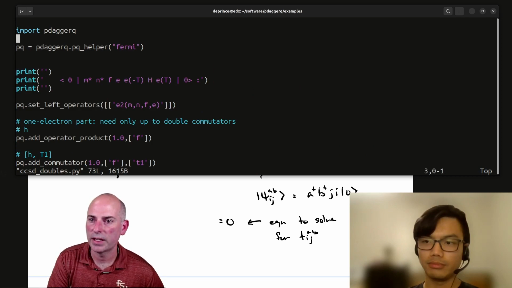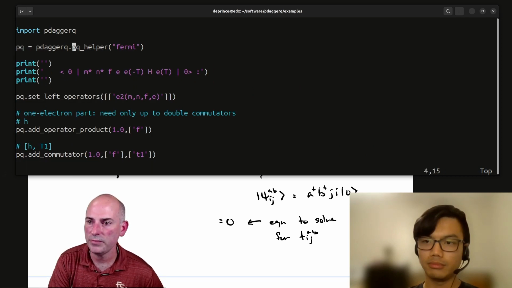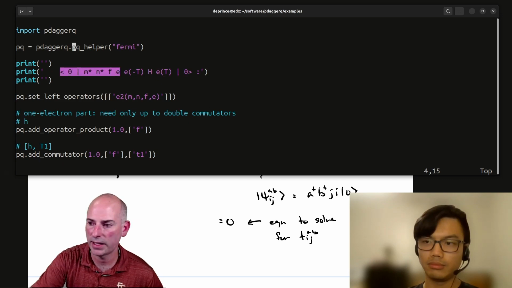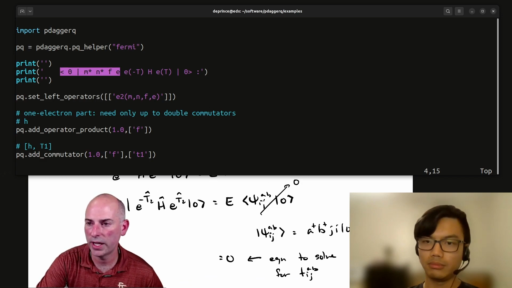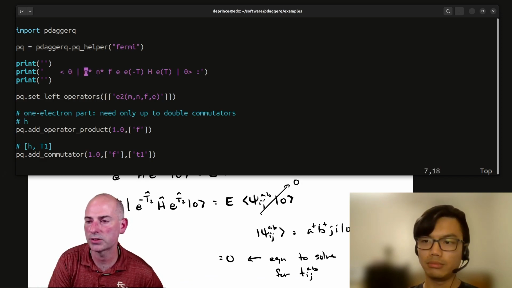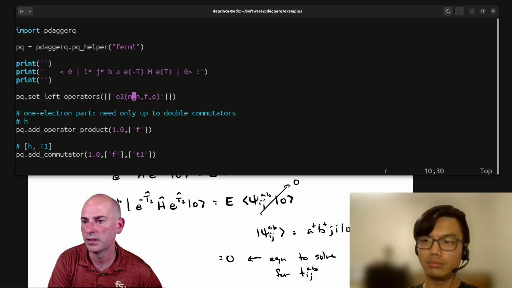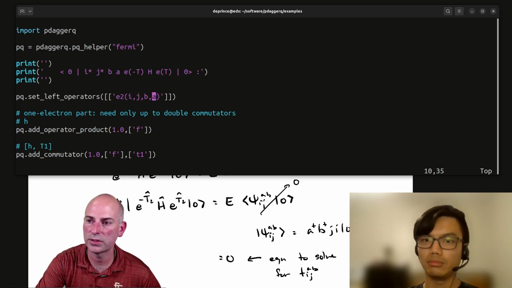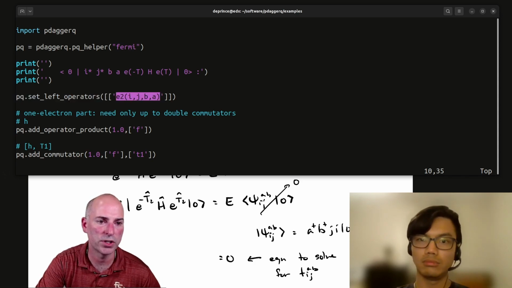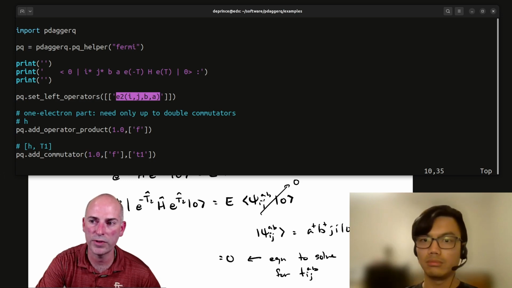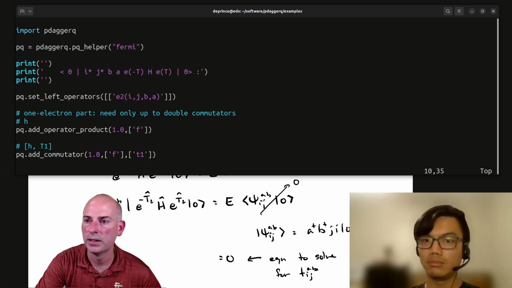So here it's the same thing. I have a PQ object. Now I want my left state to define that excited amplitude. I'm using ij, a, and b here. I can change my notation to match that. So I have ij, b, a. So here, this set left operators defines this string. This is shorthand for a string of creation and annihilation operators where there's 4 of them and the first 2 have daggers. So that tells the code that this is the bra.